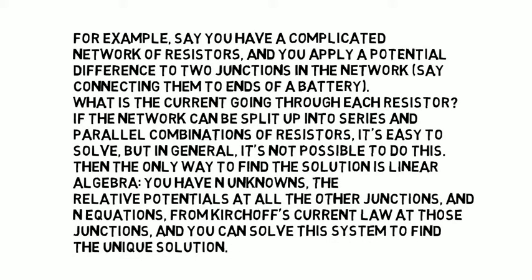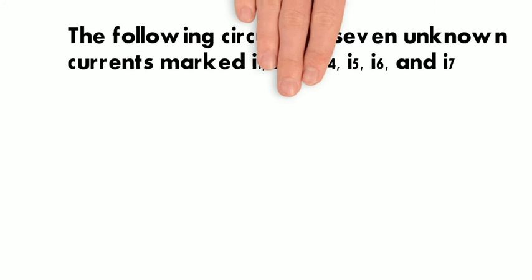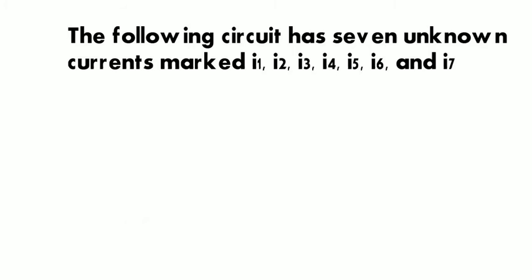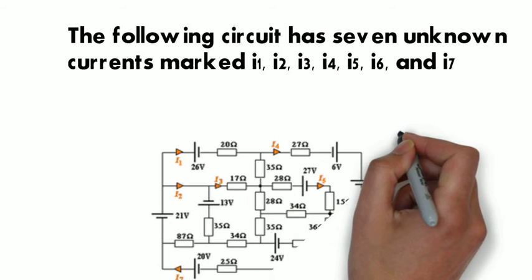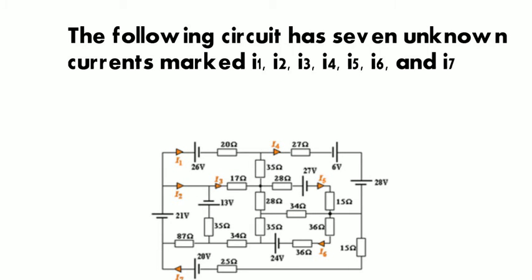You have n unknowns, the relative potential at all the other junctions, and n equations from Kirchhoff's current law at those junctions, and you can solve the system to find the unique solution. The following circuit has 7 unknown currents marked I1, I2, I3, I4, I5, I6, and I7. If we know the simultaneous equations involved, we will be able to solve the system using matrices.